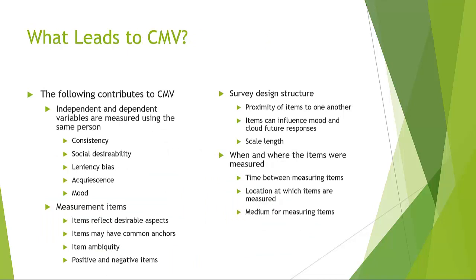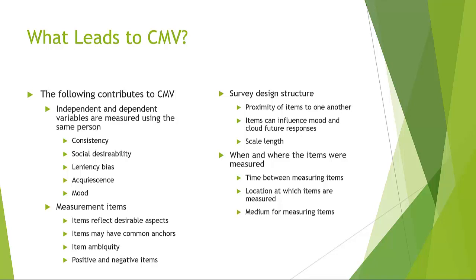So what leads to this common method variance? Well, there's a number of different things. One is that your independent and your dependent variables are measured using the same person. People have a tendency to try to be consistent. So if I'm going to respond to this set of items in this particular way, I'm likely to respond to a similar set of items in a consistent way, even though different constructs might be represented there.